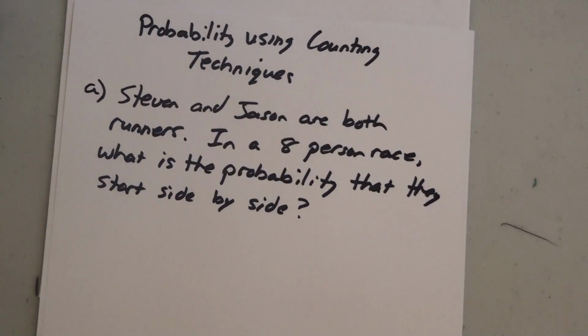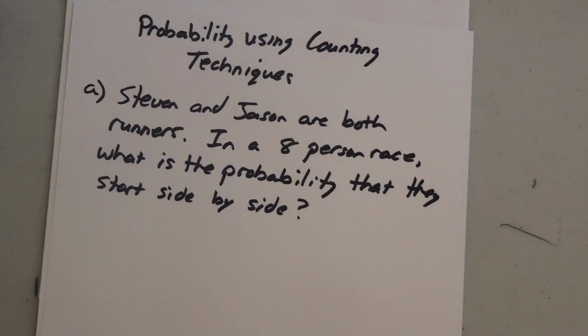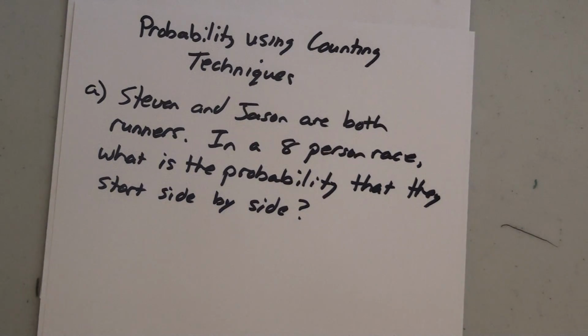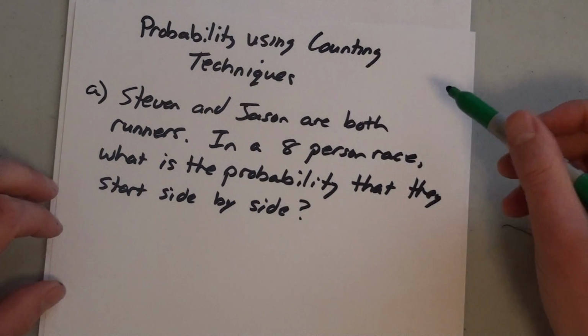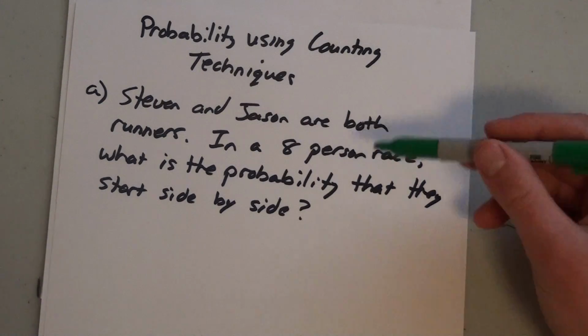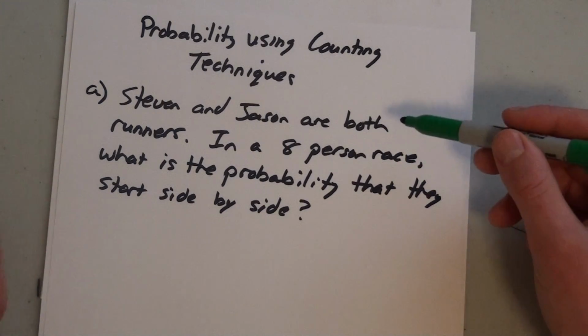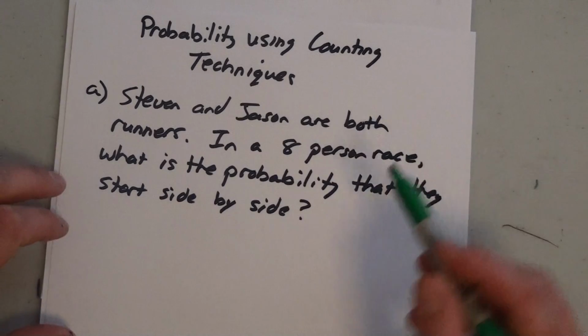This is a lesson on using counting techniques. So we're going to use things like factorials, permutations, combinations, and all those types of things. Now most of these questions I'm going to just leave in permutation form and not actually calculate the answer. You can do that on your own calculator.